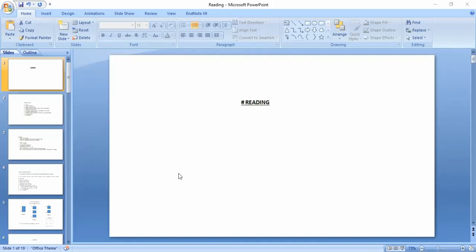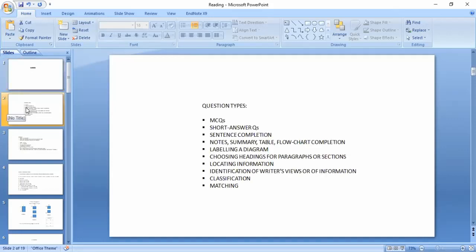So at first, we need to discuss the different formats of reading. So in reading, which will take place for an hour in an IELTS test, there will be multiple different types of questions. One of the question types is MCQs, or multiple choice questions, in which a question is asked and different options are given, and you have to choose the correct answer.